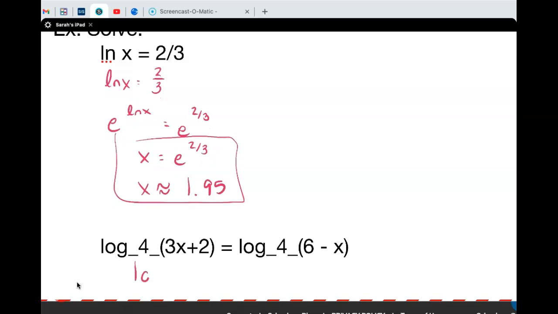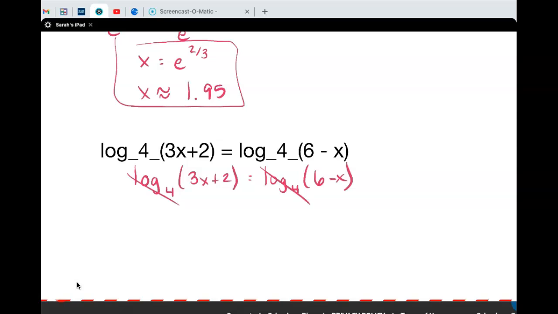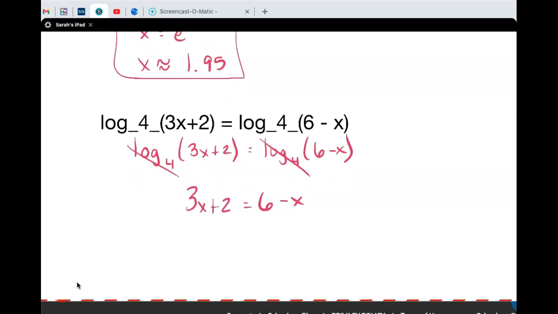Okay. Next one. This one reads log base 4 of 3x plus 2 equal to log base 4 of 6 minus x. So any ideas where to go with this? Right, we're using the one-to-one property, so they just cancel each other out since they're on both sides. Then we have 3x plus 2 and 6 minus x. This is an equation we can just combine like terms and solve. I would add x to both sides and subtract 2 from both sides. So then x equals 1.